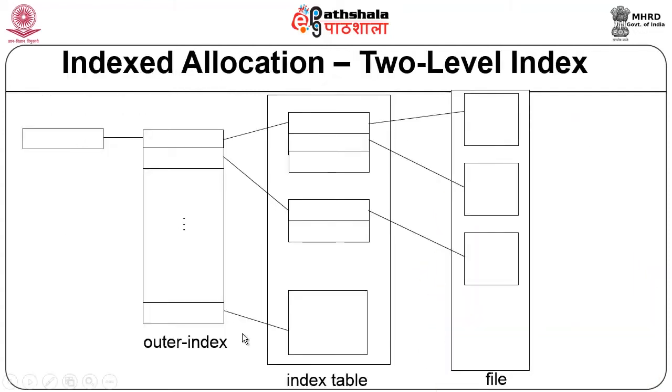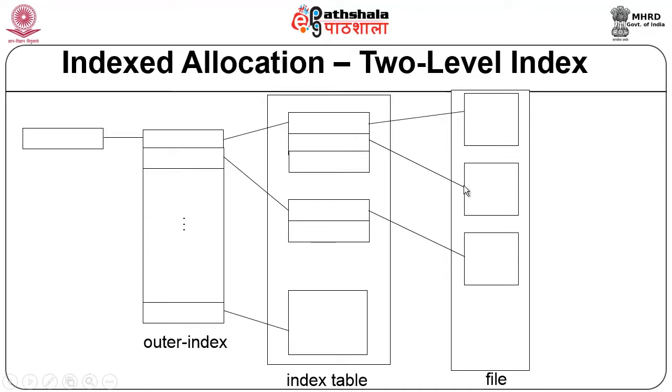So, look at this example where a directory entry is pointing to an outer index block. The outer index block in turn, each entry points to another index block and each of these index blocks will point to file blocks. Because of this you can have a larger file size. Suppose this index block has 512 entries and each entry will point to another index block with 512 entries, and each of these entries will point to 512 disk blocks.